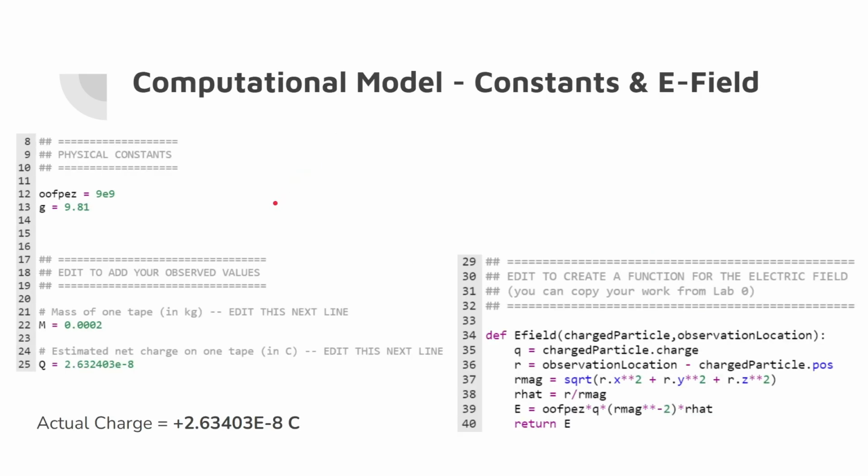So in our computational model, which is a little different from our experimental because it assumes perfect experimental technique, we have our constants, our mass, and then the computational model determined that the actual charge was approximately 2.63 times 10 to the negative 8 coulombs, so a little different. And then right here we have our function that finds the E field due to a certain charge at another point, which is going to be important for integrating.